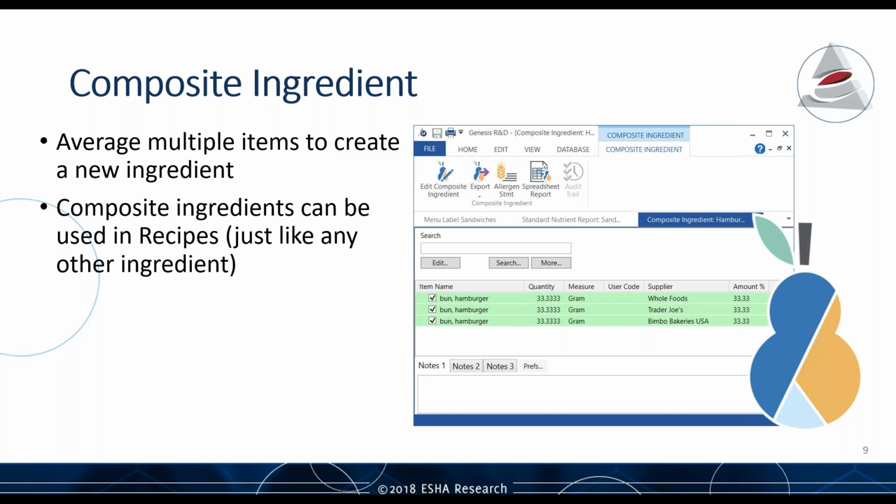The composite ingredient includes a spreadsheet report so you can review the detail of the data from your separate items as well as the totals per 100 grams. Ben, would you show us the composite ingredient feature in Genesis, please?